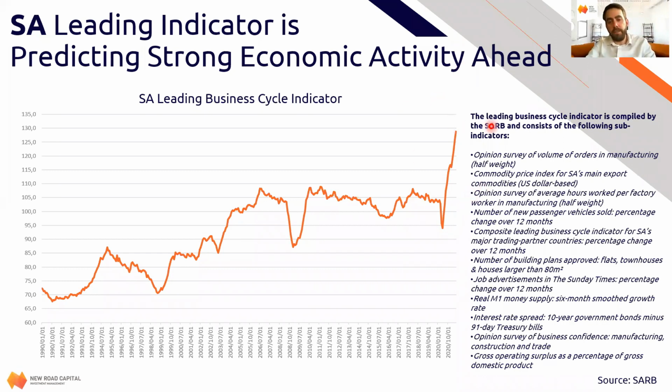And you can see the things that go into this indicator. It looks at things like the number of building plans approved, job advertisements, money supply, the spread of our bonds, business confidence, and the big one, operating surplus, plus business cycle indicators from our major trading partners. We are still a very open economy, so we export and import a lot. If they're doing well, generally we're doing better. Then there are hours of factory workers. If you combine all this into an index, it gives a good picture of the buoyancy of GDP going forward.